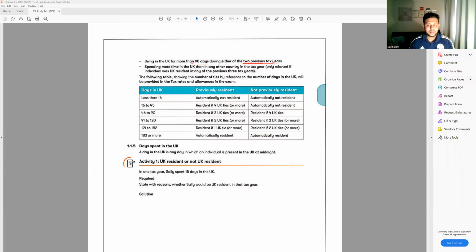Spending more time in the UK than any other country in the tax year. So for example, out of 365 days, you live more than half of the days in the UK and less time you spend somewhere else.